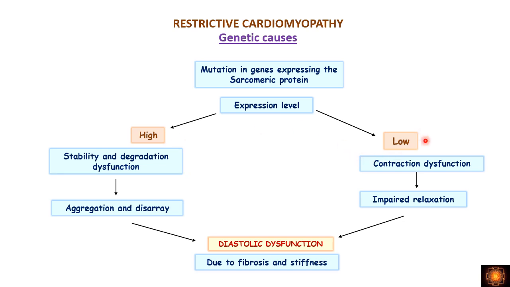And if the expression level is low, obviously the sarcomeric proteins produced are less, then there is a contractile dysfunction that leads to impaired relaxation. So you don't have proper sarcomeric proteins for the relaxation. So that also causes the diastolic dysfunction. So as a whole, if the expression is high or low, both of them cause diastolic dysfunction only.